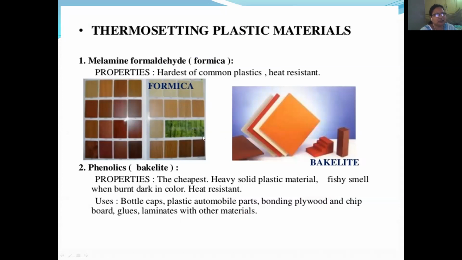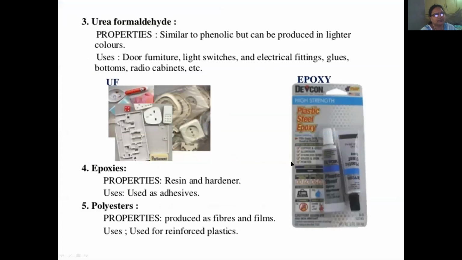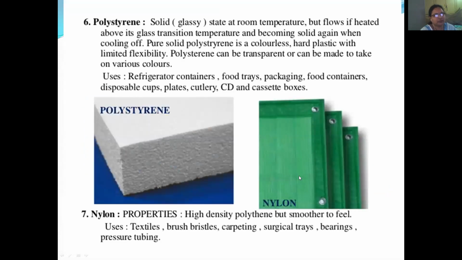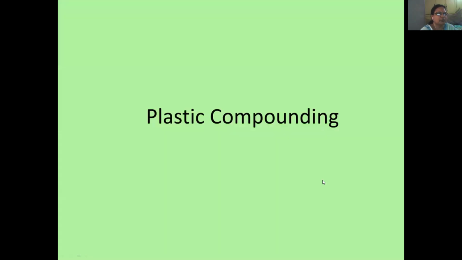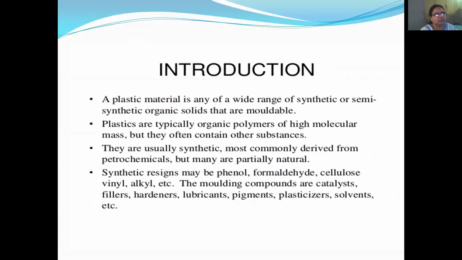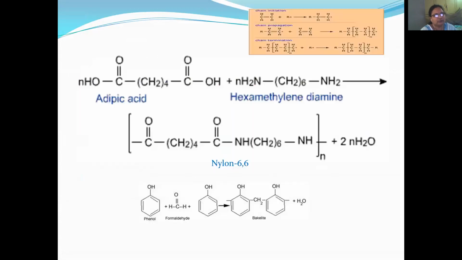So this is formica, melamine formaldehyde, and this is bakelite. Then we have urea formaldehyde and then epoxy resins used as adhesives. Then polyethylene, then polypropylene, okay, as fibers. Then we have polystyrene and then nylon. So this is all about the introduction of polymers.